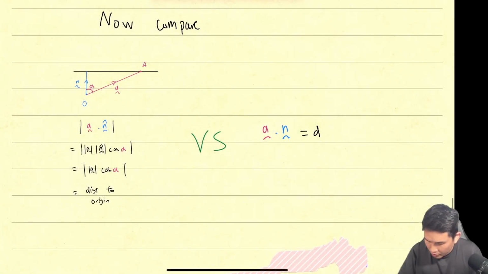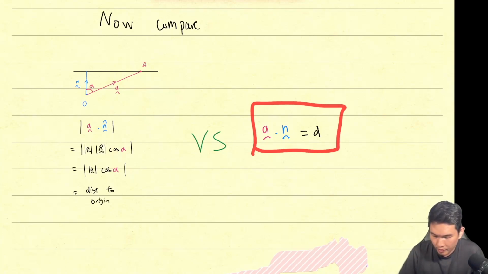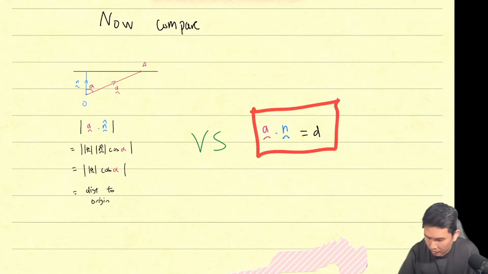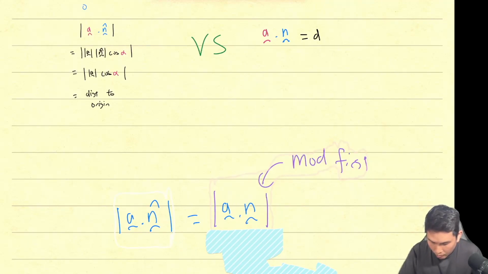The distance from the plane to the origin really is just this, A dot n cap. Compared to what we had earlier in the question, we had A dot n. How can we change A dot n into A dot n cap? First of all, A dot n cap is A dot n, but you need to take the modulus first, because the length of projection is a mod. So what you're missing is a mod, so you need to mod this first.